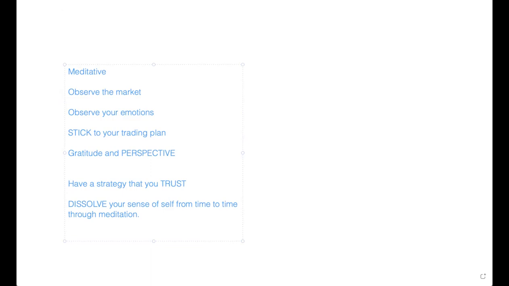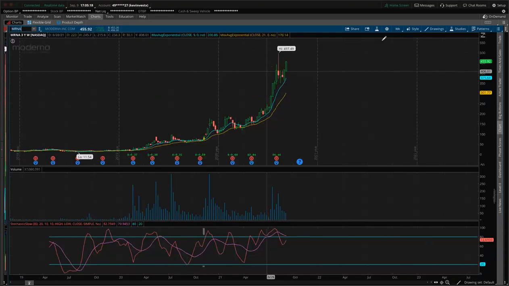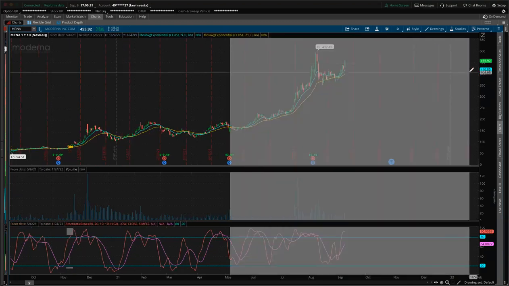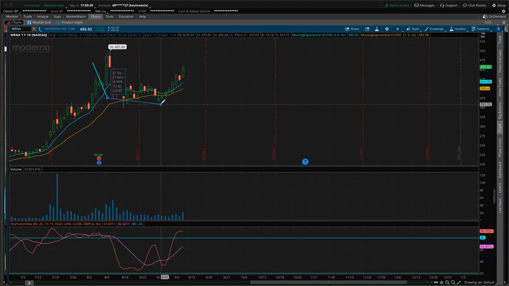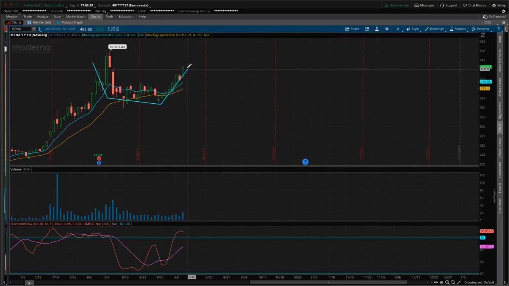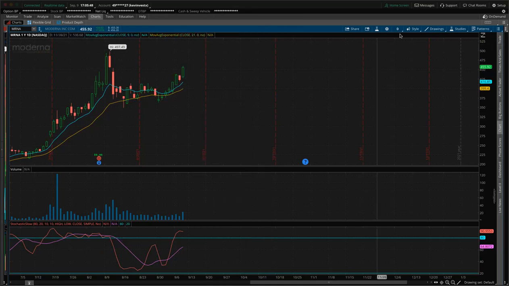Okay, let's go back to the chart. Let's look at mRNA. Now, when I'm doing analysis, I kind of try to picture different patterns that might reveal themselves in the future. For example, if I'm looking at this, what can potentially happen is we can potentially have a bull flag and we can potentially have a cup and handle, right? That might happen or that might not, right? That's me looking at it from a daily perspective.